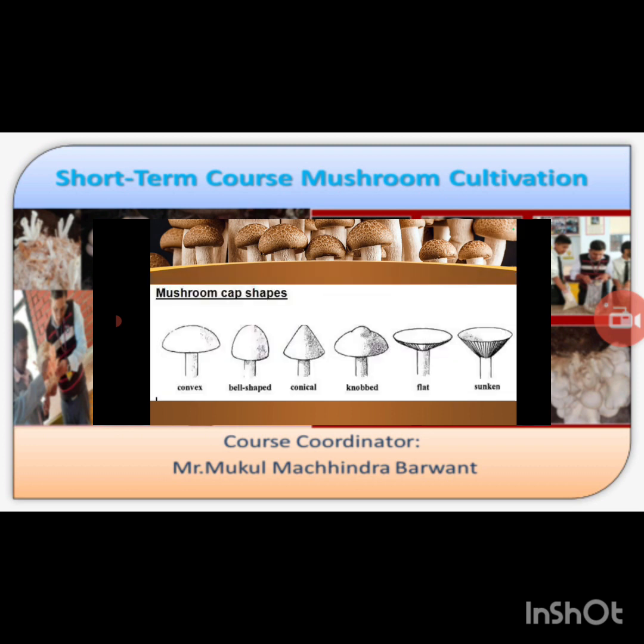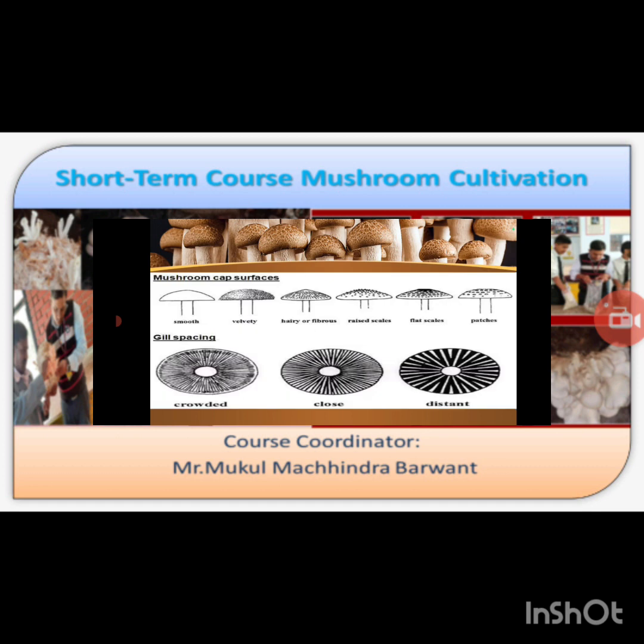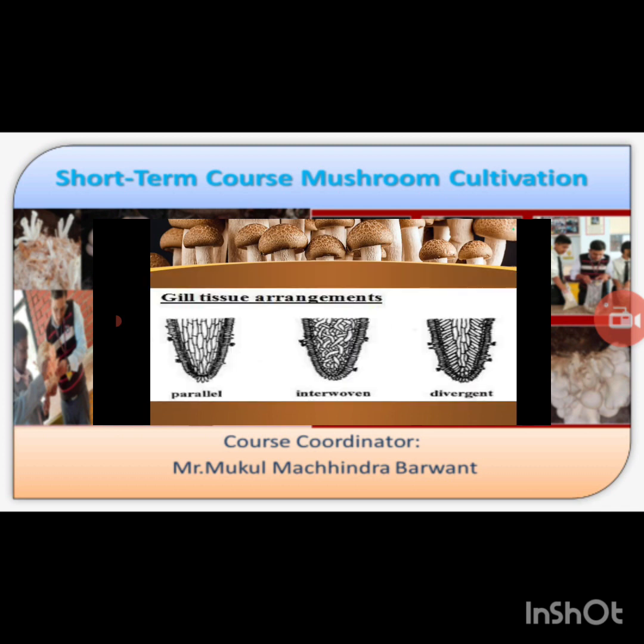There are different shapes of mushroom caps: convex, bell, conical, knob, flat, and sunken. There is also gill spacing. Different mushrooms have different gill spacing: crowded, close, or distant, and surfaces that are smooth, velvety, hairy, ridged, flat scaly, and patchy. These are not all in a single mushroom; we are just seeing this variety of structures. Different mushrooms have different shapes of gills, stipe, as well as pileus.